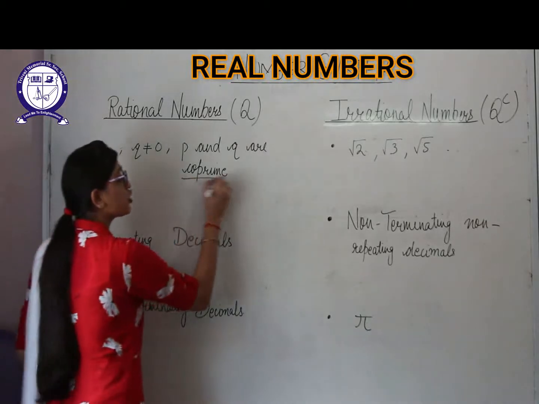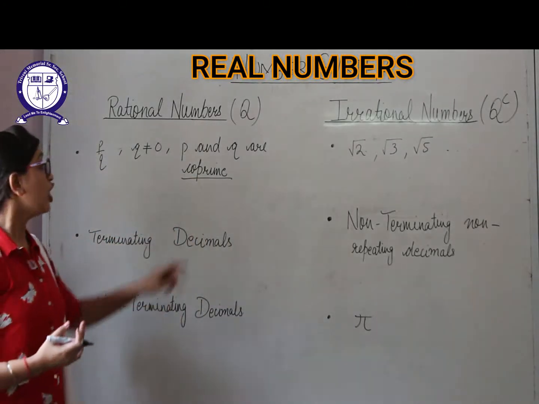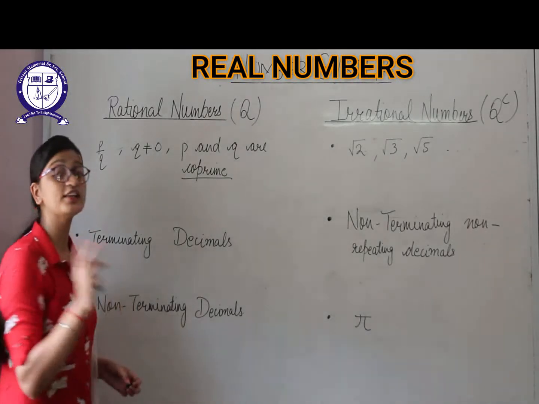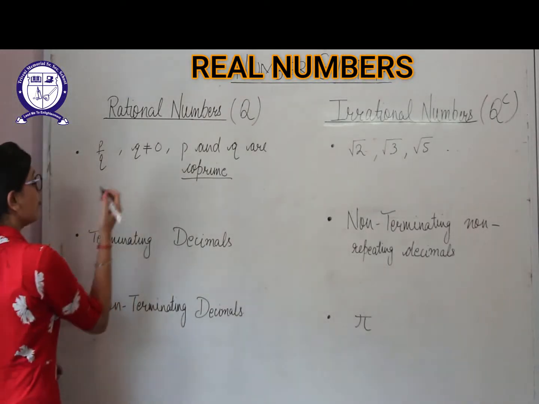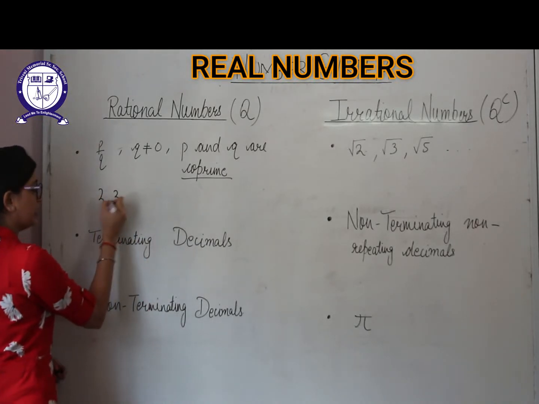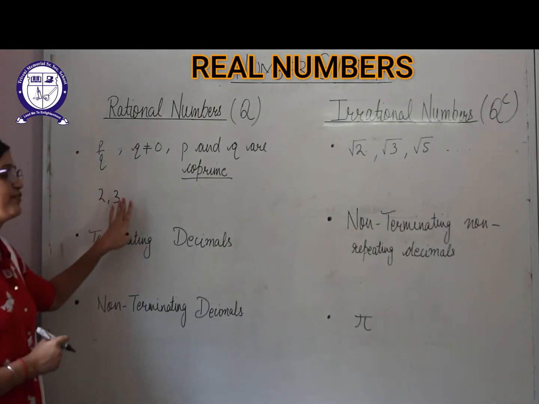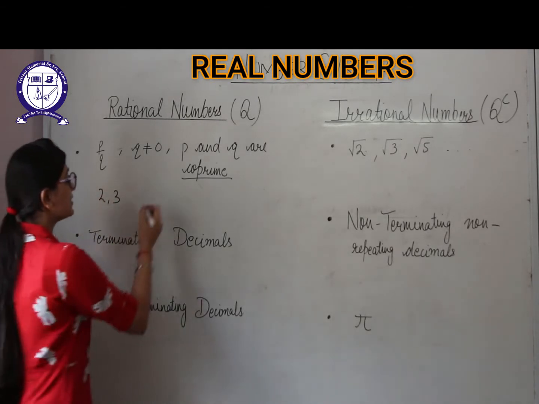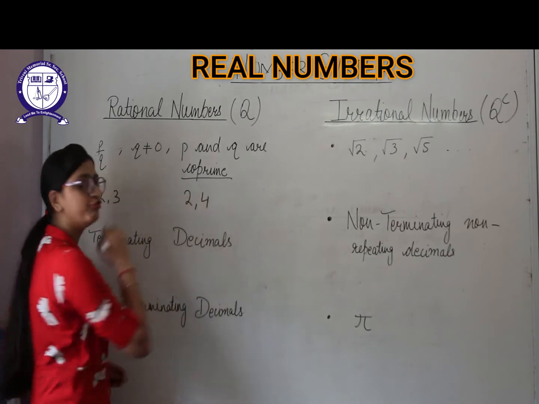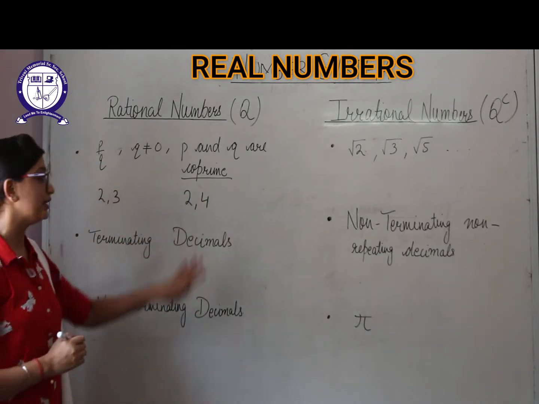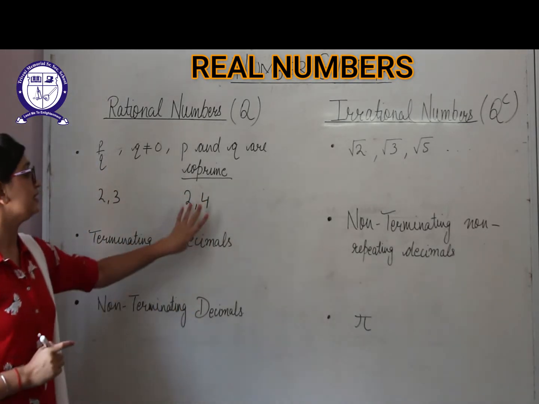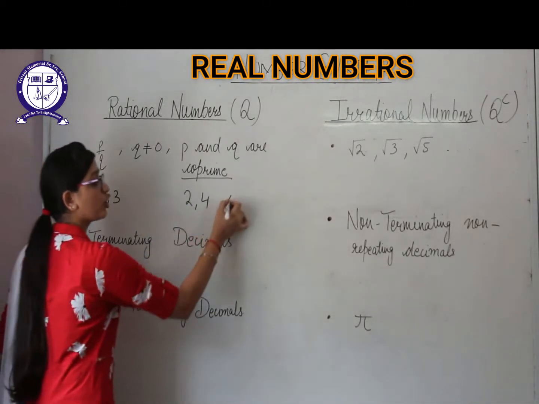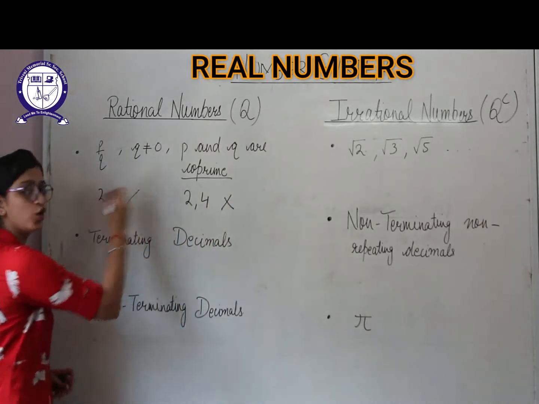But what is this co-prime? Have you ever heard of this? Co-prime numbers are the numbers which together are only divisible by 1. For example, if I take 2 and 3, 2 is divisible by 1, 3 is divisible by 1, and there is no other number which can divide both. But if I take the example of 2 and 4, 2 is divisible by 1, 4 is divisible by 1, but these two numbers are also divisible by 2. So these numbers can never be co-prime, and these numbers are co-prime.